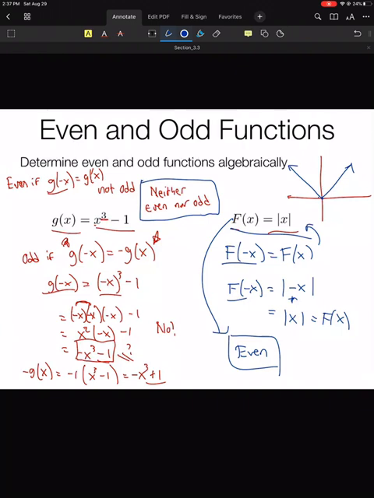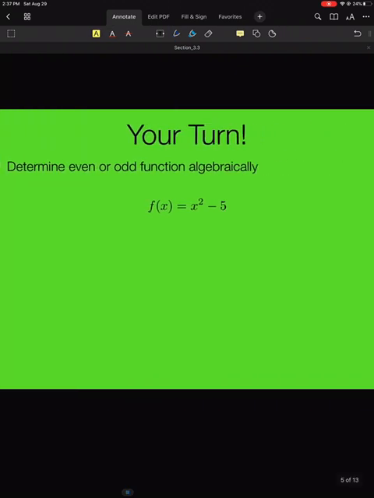So to practice that, here's your turn. Determine if that function f is even or odd algebraically. What that means is use the formulas that I was talking about on the last slide.